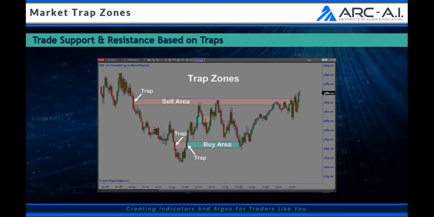Moving right along, trap zones. How many of you are familiar with traps? Well, this will plot all the traps on the chart for you as well, so you know what you're looking at in terms of the market, where you might find potential resistance, potential support, so on.